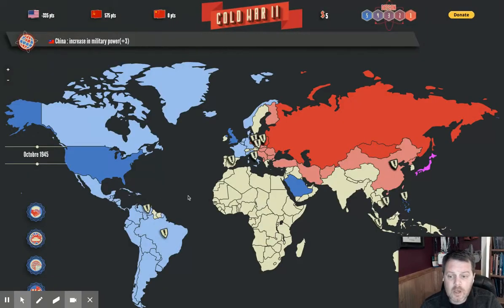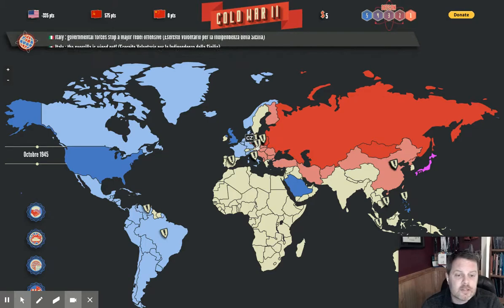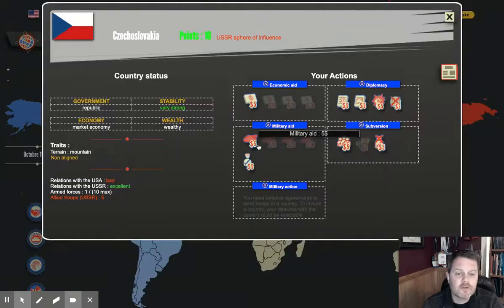All right, so here's how we're going to play the game a little bit differently. Instead of just blasting through the game like we had been doing previously, what we're going to do now is try to increase how we influence other countries so that we can try to get them to see things our way. So let's take a look, for example, let's go to Czechoslovakia. So if I click here, you can see Czechoslovakia is in the USSR sphere of influence.